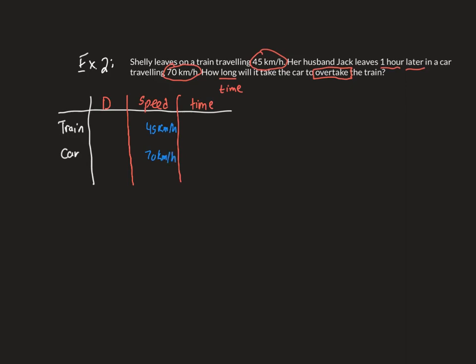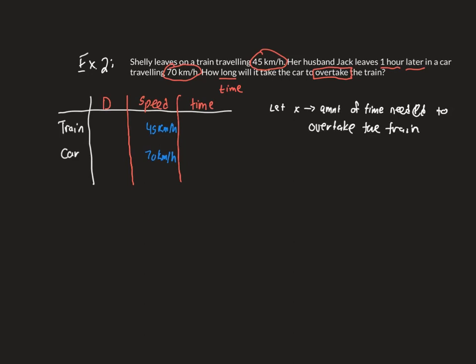We also know the timings somewhat. So remember, you always want to make a variable. So let's let x represent. You can always use the arrow for represent rather than writing represent every time. Let's let x represent the amount of time needed to overtake the train.